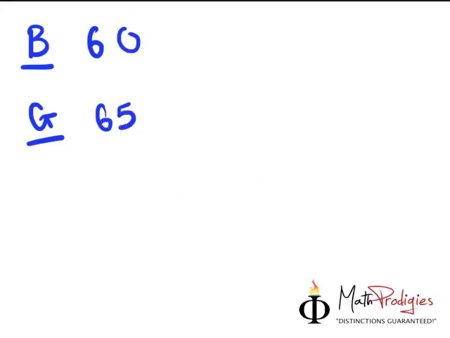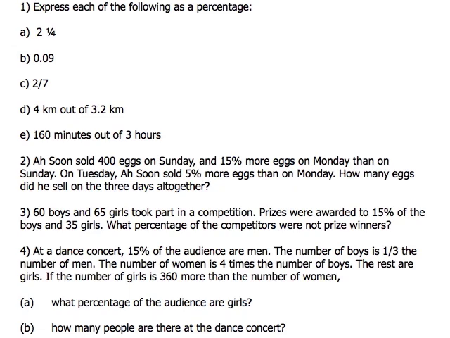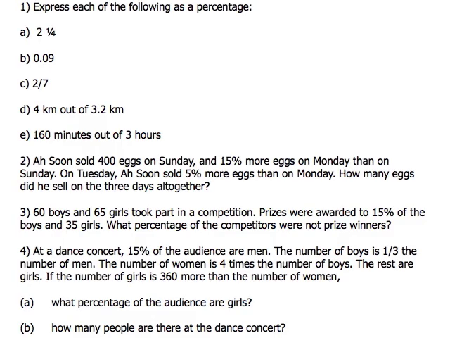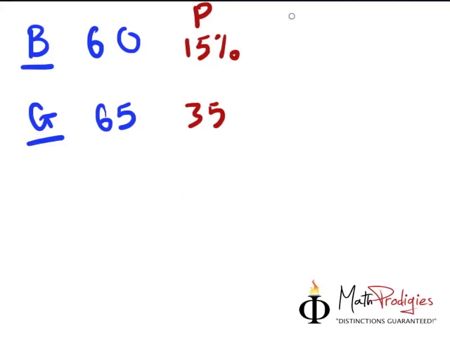The question says that prizes were awarded to 15% of the boys and 35 girls. So let me just write this down. Awarded prizes, so prizes here. 15% of the boys, and 35 girls. Now the question asks what percentage of the competitors, that means of the total number of people, were not prize winners? So they're asking for non-prize winners, so NP.